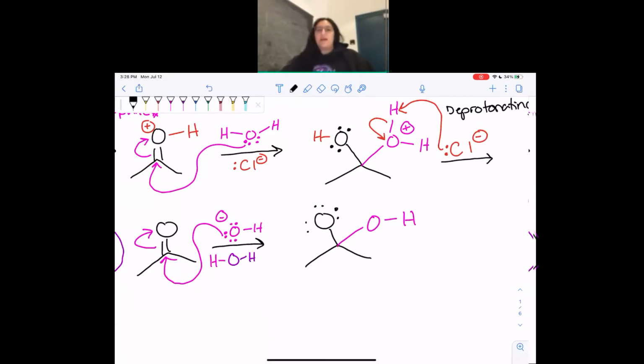Yes, so the hydrogens are different, right? Now we have a negative charge instead of a positive charge. So instead of getting rid of a plus, you have to get rid of a minus. So instead of deprotonating, what do you think we're going to do? We're going to protonate. Awesome.